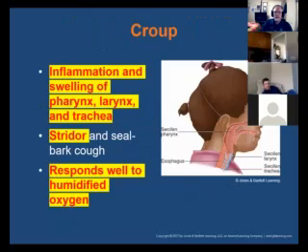Croup. We'll spend a lot of time on croup in our pediatric chapter. We're going to touch on it now. It's inflammation and swelling from an infectious process of the pharynx, larynx, and trachea.